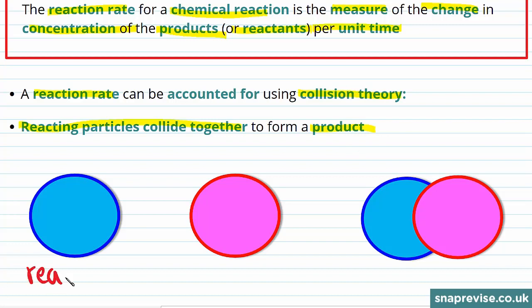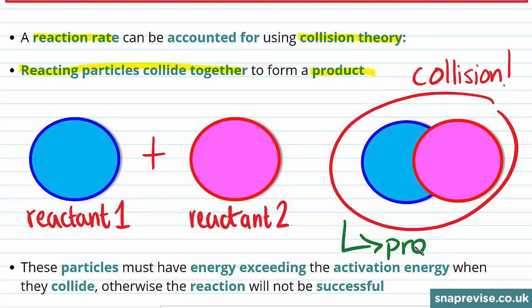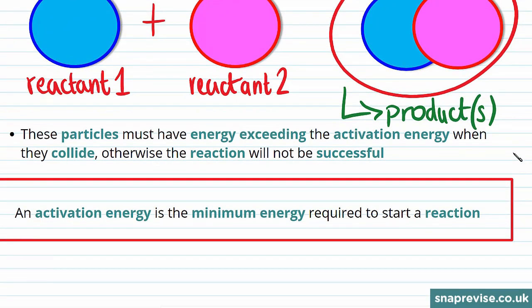In this diagram we have reactant 1, which is shown in blue, and reactant 2, which is shown in pink. These two reactants must come together in a collision if they are then going to go onwards and form the product, or products of this chemical reaction. As well as colliding, the particles also need to have enough energy in order for the reaction to happen. The two or more reactant particles must have an energy that is greater than the activation energy when they collide, or the reaction will not happen.